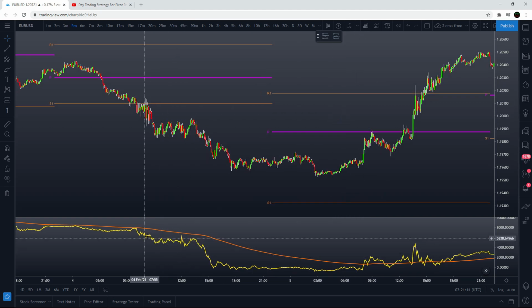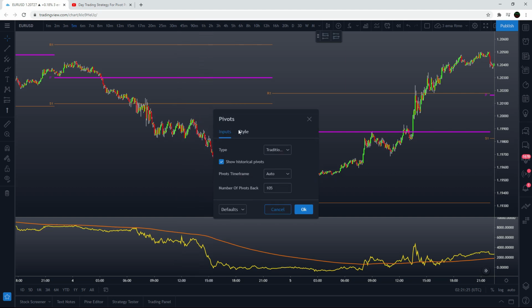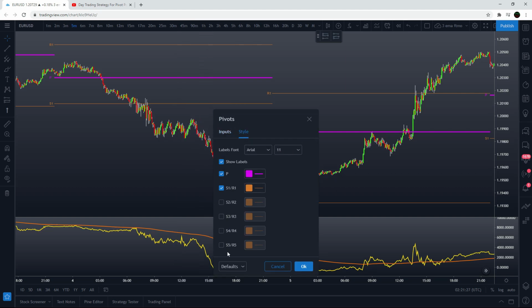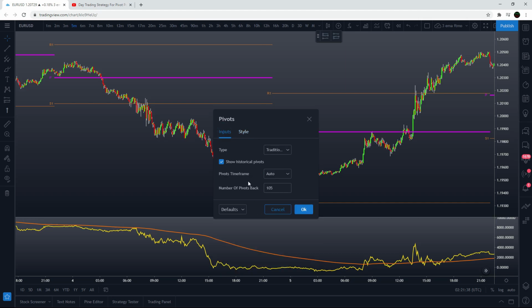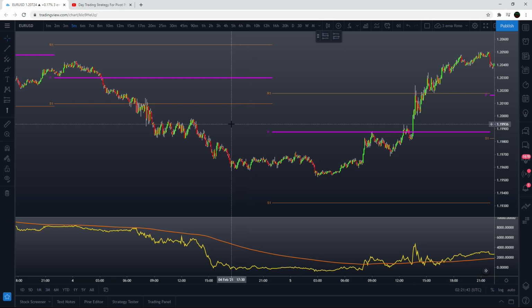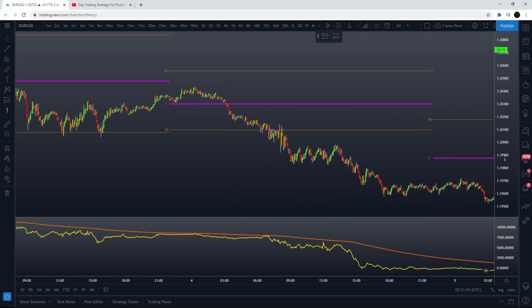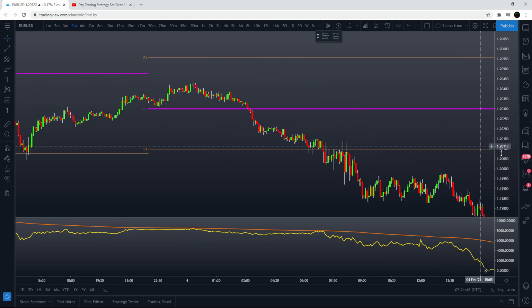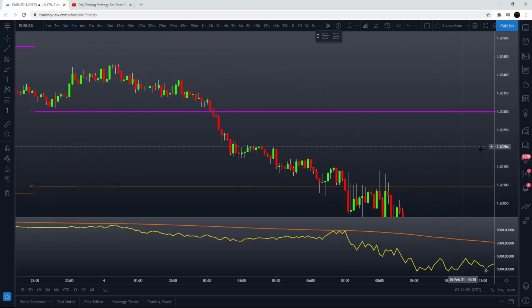So this is the accumulation distribution with a 200 period EMA on it, which is the orange line. Now the actual pivot point indicator, I'll show you what I did in the style here. Got rid of S5, S4, S3, S2, just kept S1, R1, the P, made the pivot line thicker and changed the color of it. Everything else is the same, set to traditional type. So let's go over the strategy here and how I'm doing the take profit and the stop loss. So I'm going to start with a short example and then I'll show a long example next.